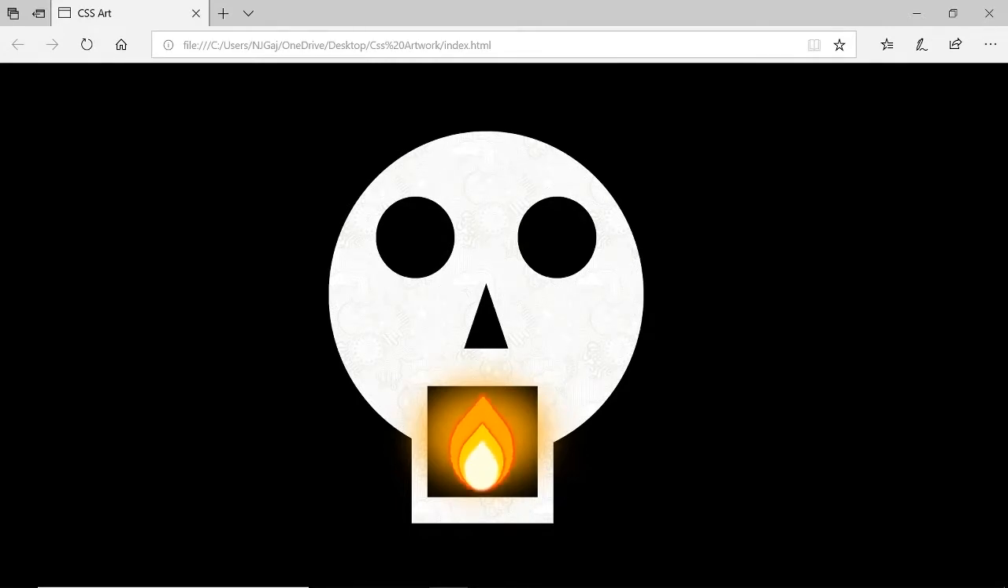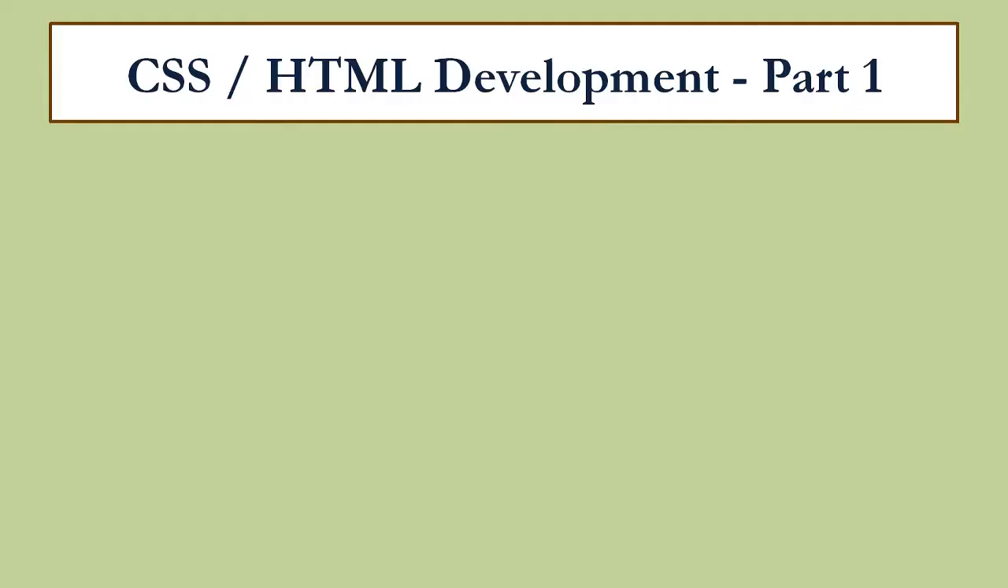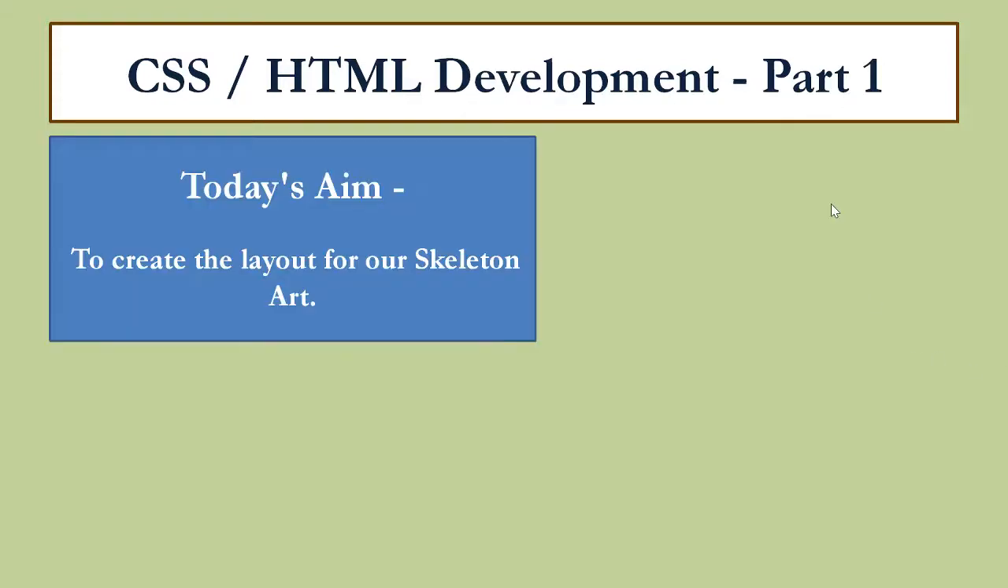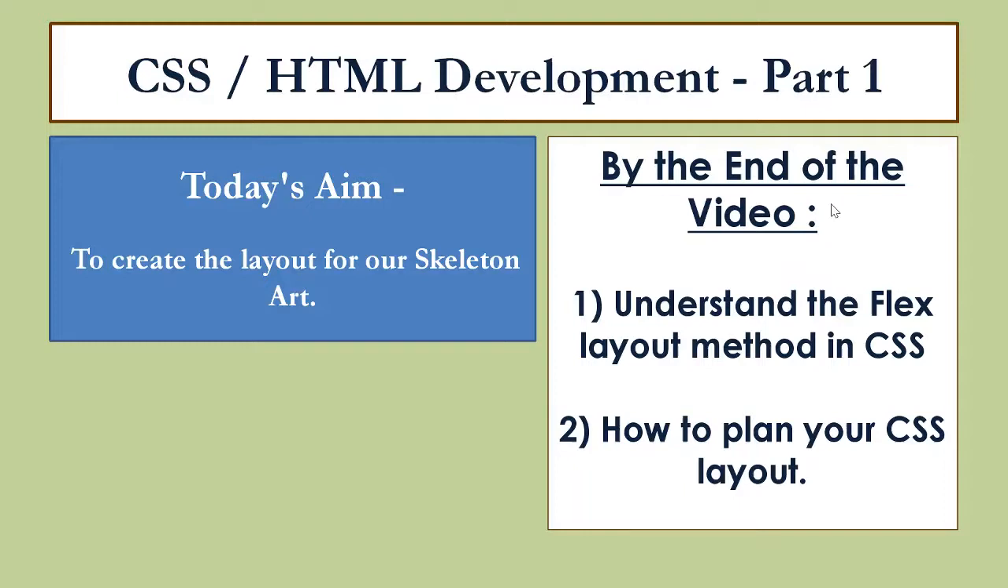So let's get started. Let me introduce what we'll be doing in this video. The way I like to do it is step by step to try and really get you a good understanding of the process so you can use the knowledge that you've learned in many different areas. In this video we're going to be just creating our layout for our skeleton art. By the end of the video you should have a very good understanding of the flex method and how to start planning out your CSS layout.